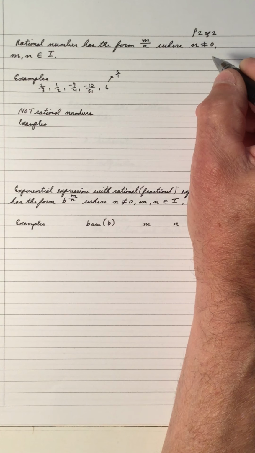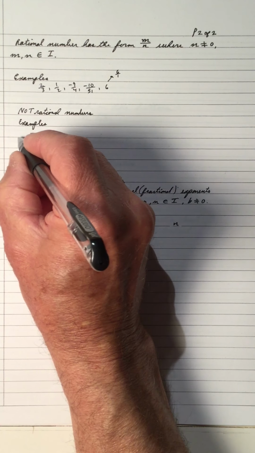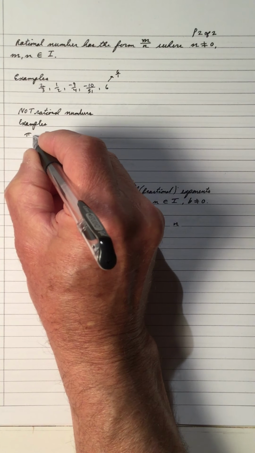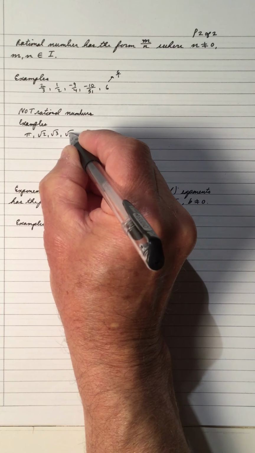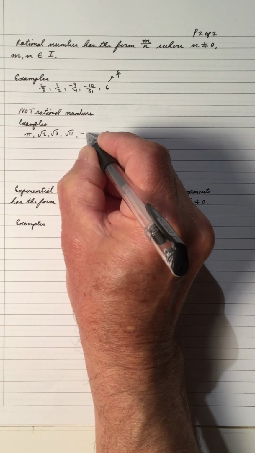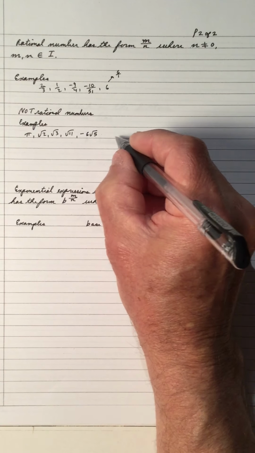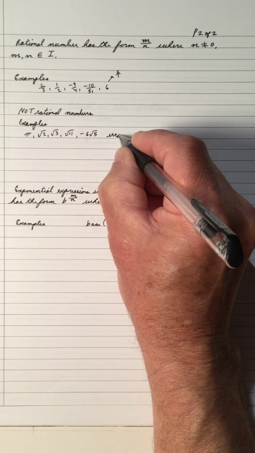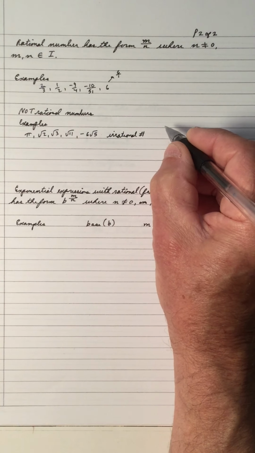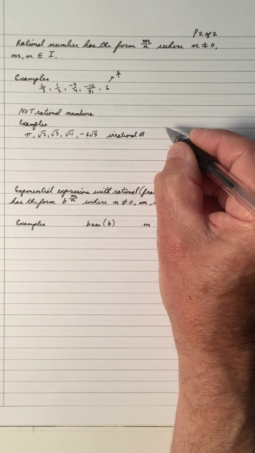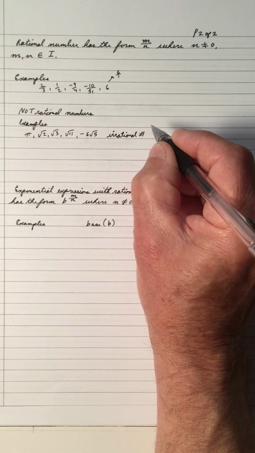And there are numbers which are not rational. Some examples are pi, which is irrational, root 2, root 3, root 11, or negative 6 root 5. They're all irrational numbers. Irrational numbers are numbers that cannot be expressed as a repeating decimal. They do not repeat. They go on and on and on.